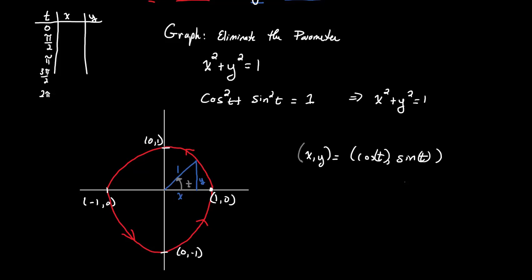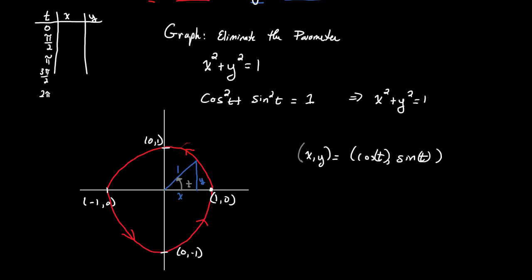And as t increases from 0 to 2 pi, the point traces in a counterclockwise direction. And that's how we indicated the point going in a counterclockwise direction. That's with these little arrows right here. So these arrows right here, that's how we're indicating the point is going in a counterclockwise direction.